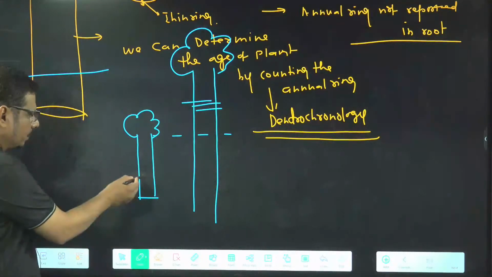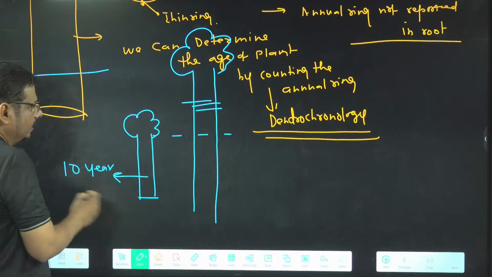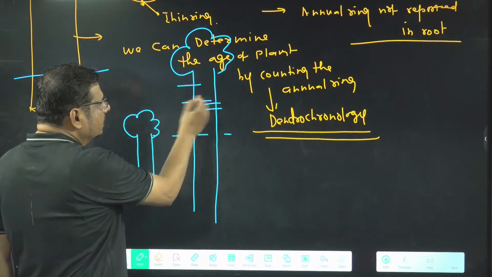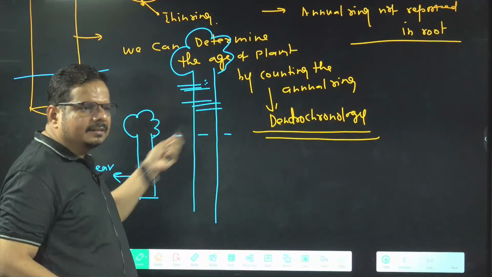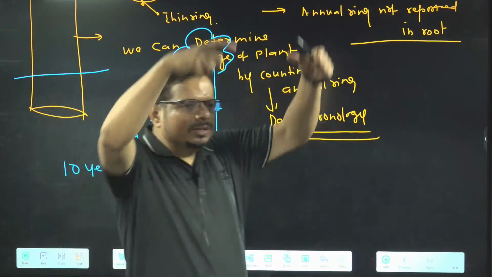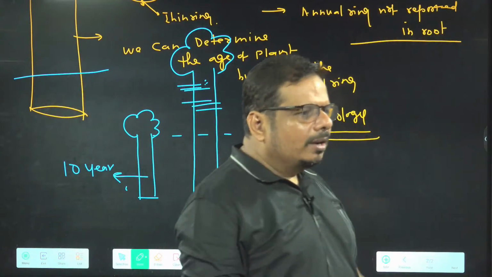Suppose these are from 5 years or 10 years. Up to 10 years, this part was not there, right? So in these years, the rings are fewer than here. As you go to the upper area, that part came later, right?